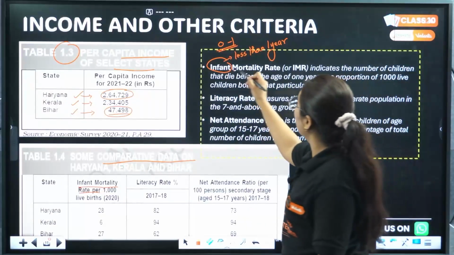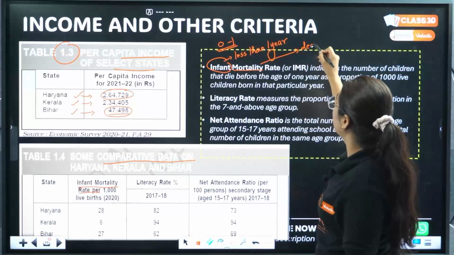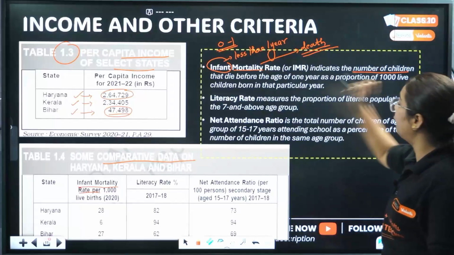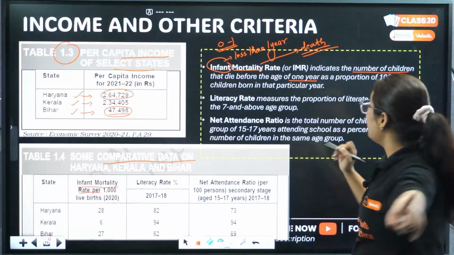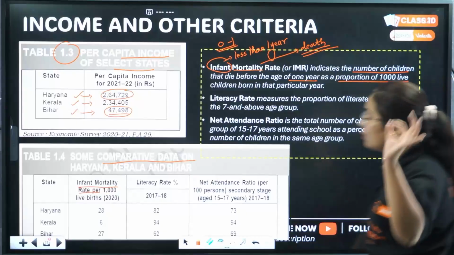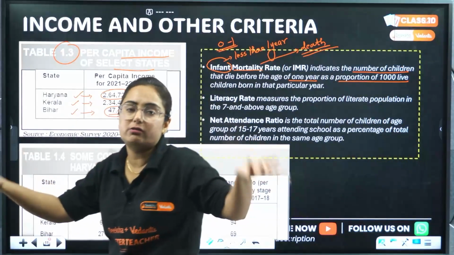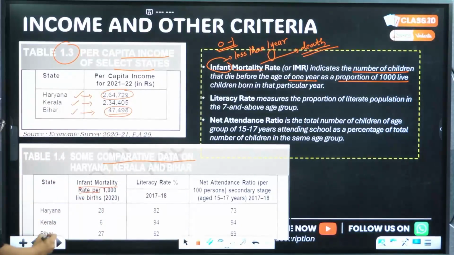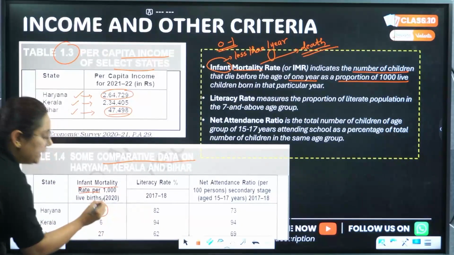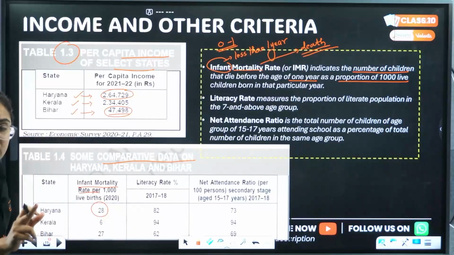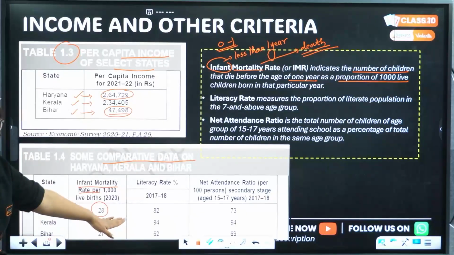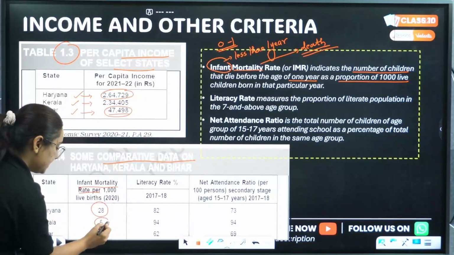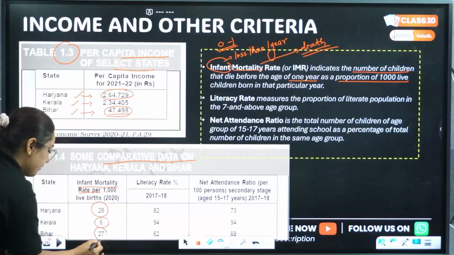The word mortality here means death. So there are incidents when children die before the age of 1 year, and here we are calculating them per 1,000 live births, that means per 1,000 children born. When we calculated the infant mortality rate, we saw that in Haryana, 28 children die out of 1,000 before 1 year. Similar data: 6 in Kerala, 27 in Bihar.